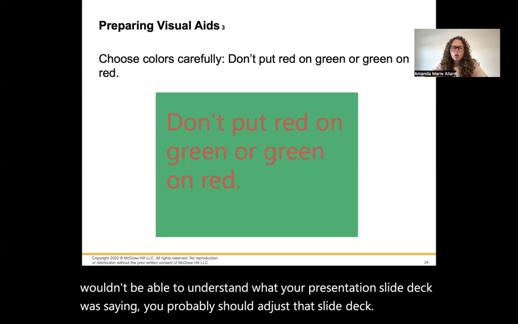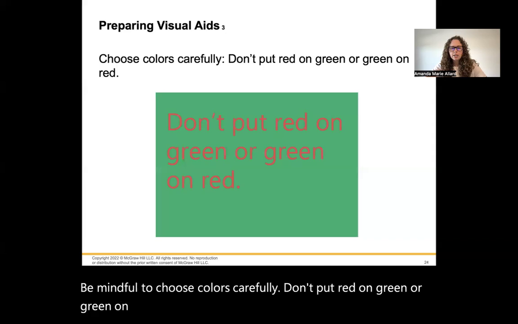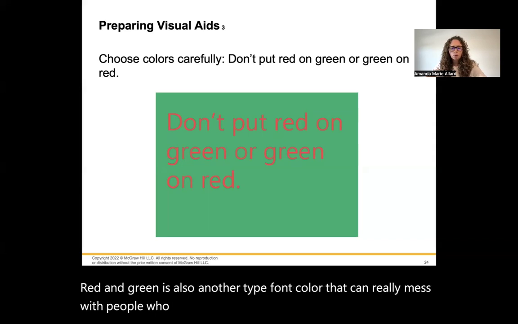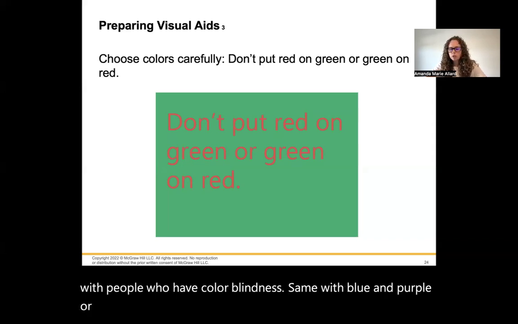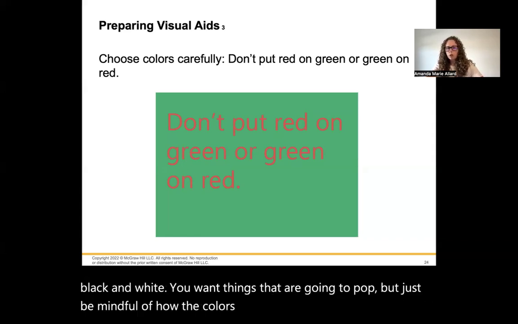Be mindful to choose colors carefully. Don't put red on green or green on red. This is really harsh on the eyes. Red and green is also another type of font color that can really mess with people who have color blindness. Same with blue and purple, or colors that are very similar. So you can never go wrong with black and white. You want things that are going to pop, but just be mindful of how the colors read and if they match well on a slide deck.